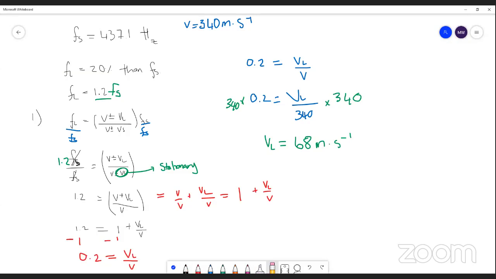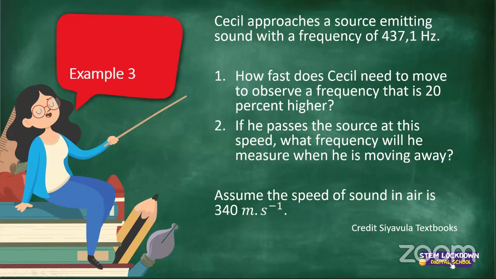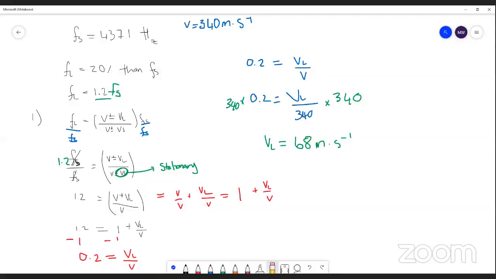So then the next half of the question said, let's just go back and see. They asked us if he passes the source at this speed, what will the frequency be when he is moving away? Okay, so in the second question, they're asking us to calculate FL now. So I'm going to do it on here in the corner. They're asking us, what is FL if we now use these values that we have found? So first things first, always write your formula.